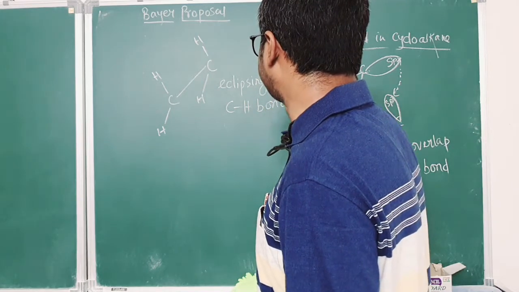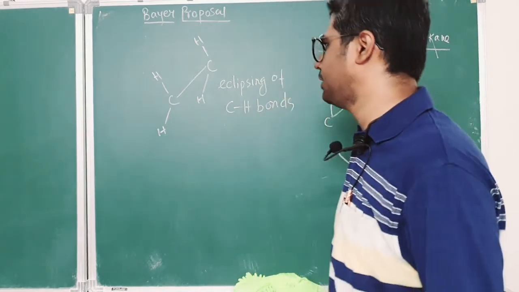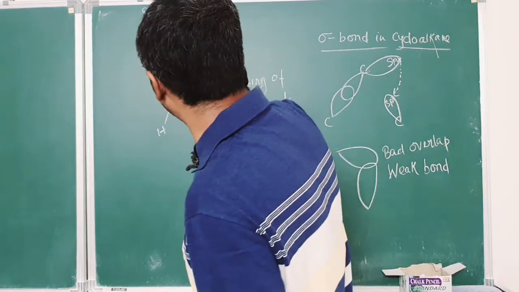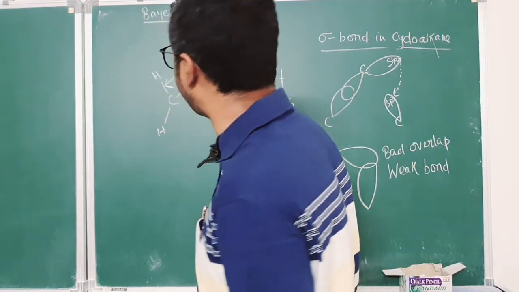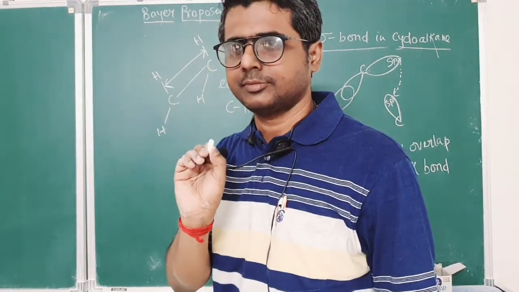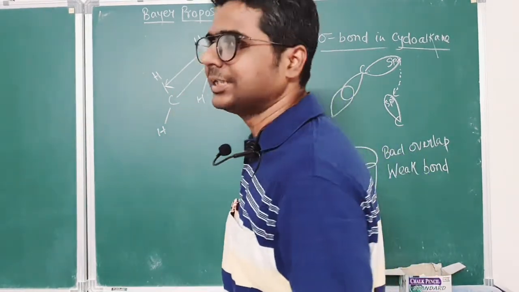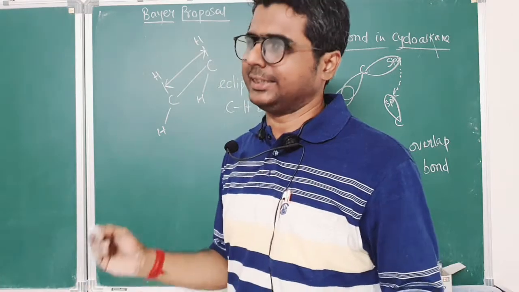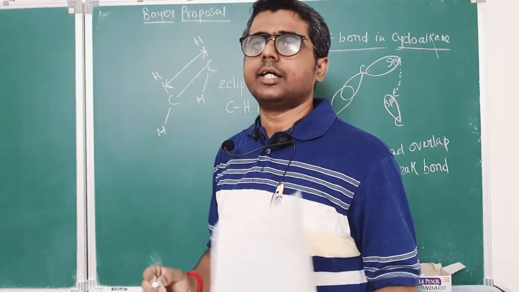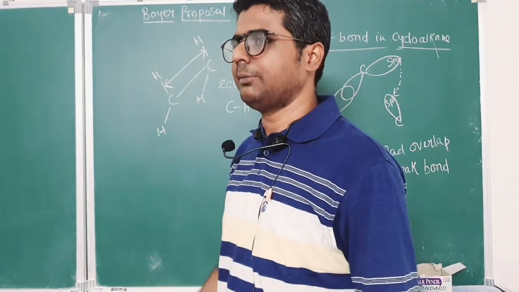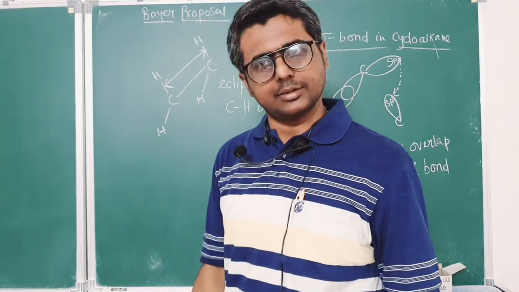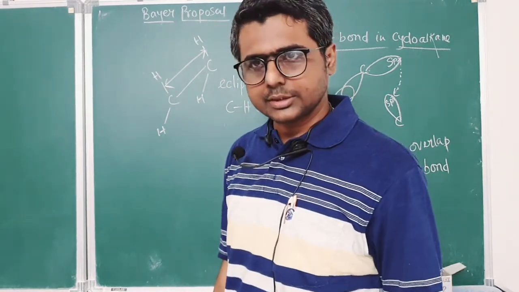When there is eclipsed conformation, the distance between these two bond pairs of carbon and hydrogen is less. If it was staggered, it was more. Stability is less. If the bond pair distance is less, then repulsion will be high, and stability will be less. Clear?